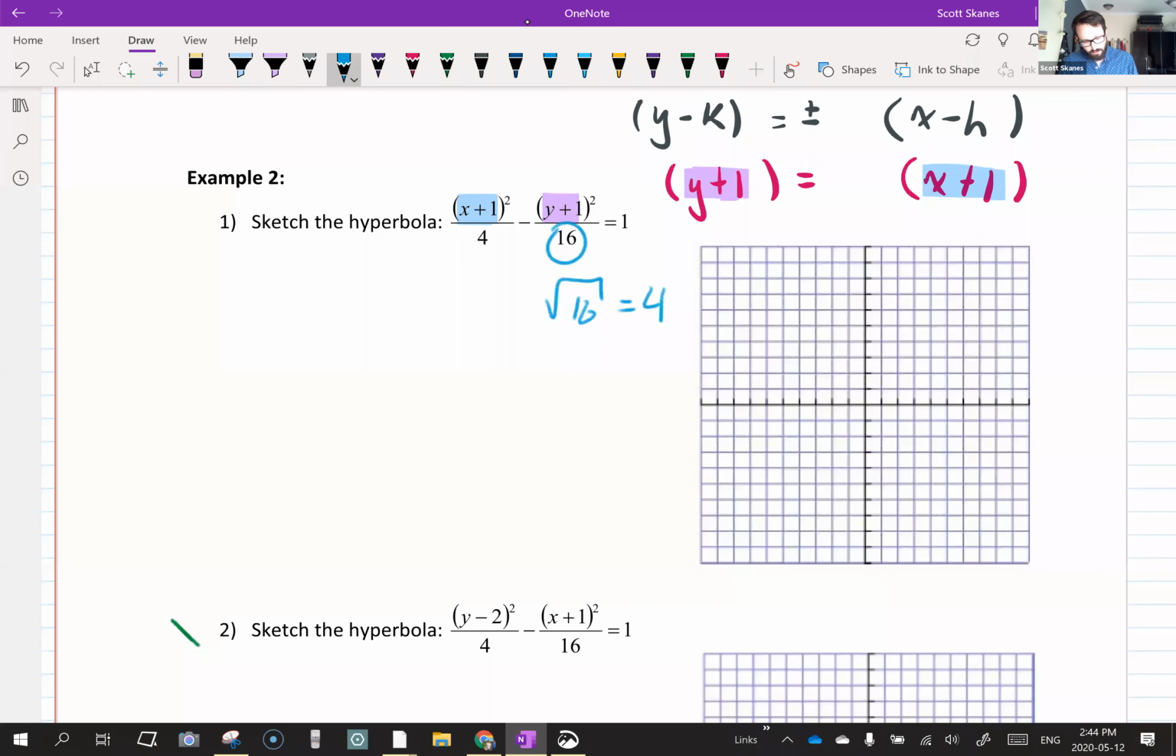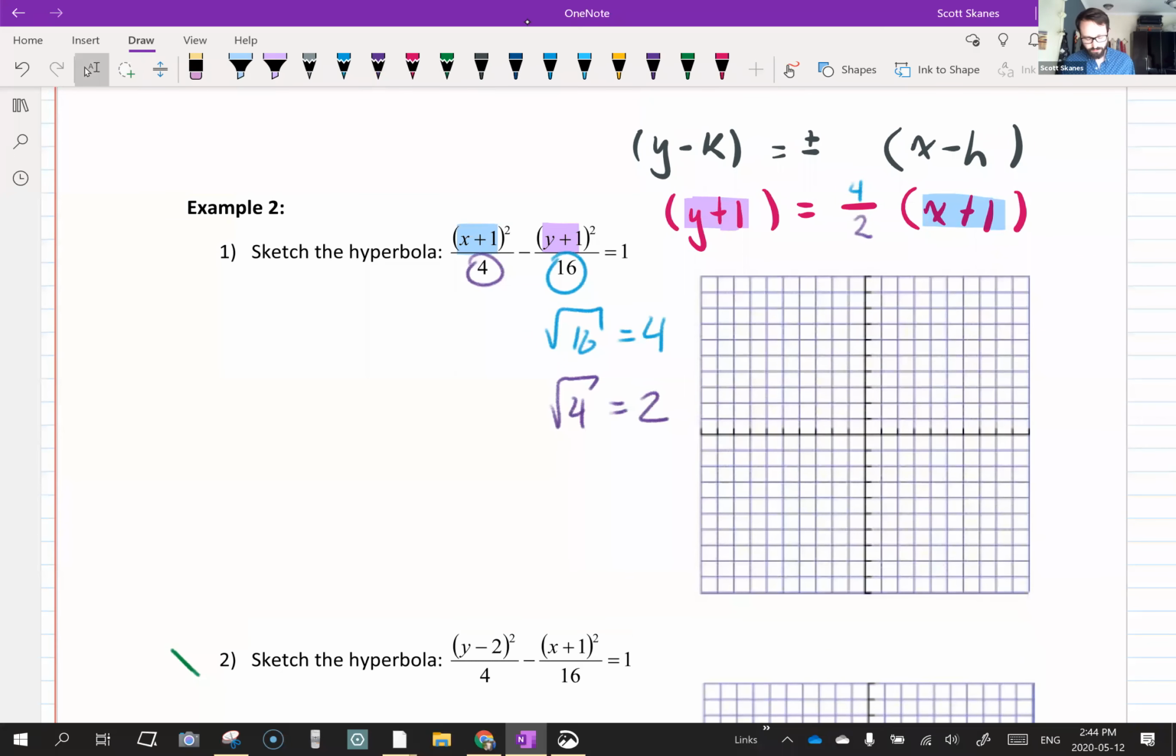That's going to be 4. You're going to take the x one, square root of that. We're going to get 2. And that's what we're going to put in here. So it's actually going to be plus or minus 4 over 2. And if you want to, you can simplify it and make it plus or minus 2. It's kind of up to you. So yeah, plus or minus 2 is probably better. But that's the idea. I'm going to erase some of that. Okay, so we already have our equation for the asymptotes.